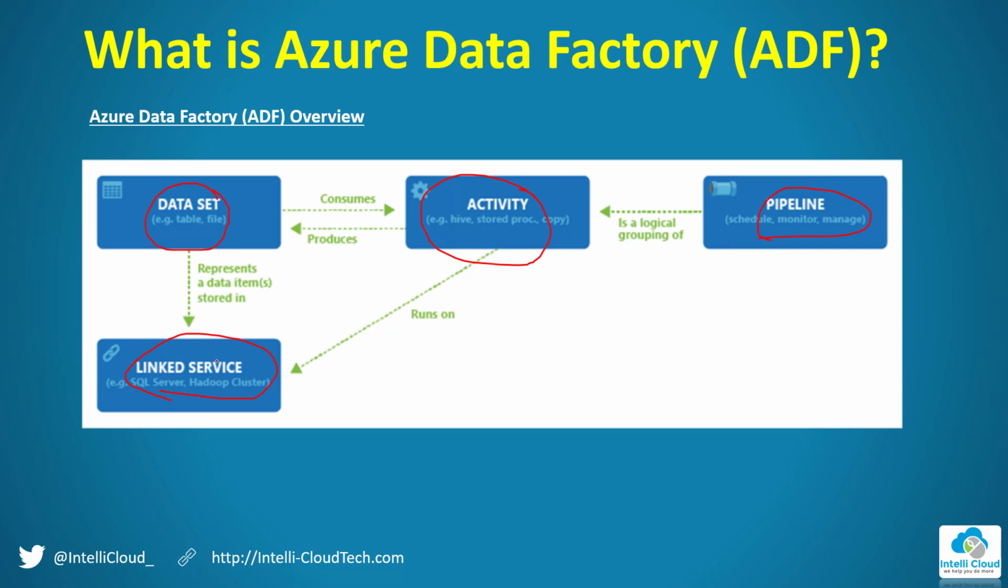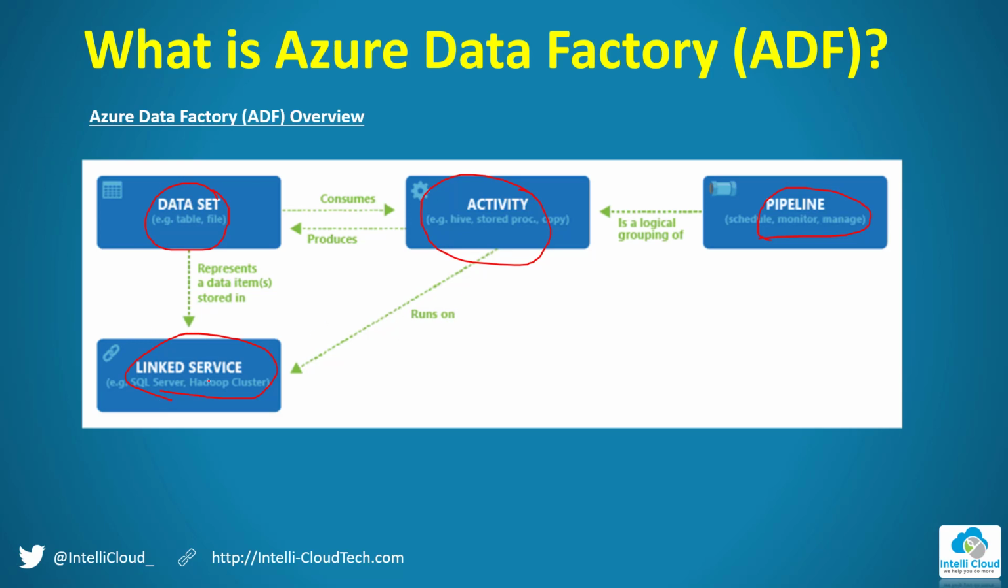Another one is linked service. This linked service and dataset are interlinked. The dataset contains the table name, file name, records, etc. The linked service contains the SQL Server, whether it is Hadoop, blob storage, or S3 storage. It contains that information.